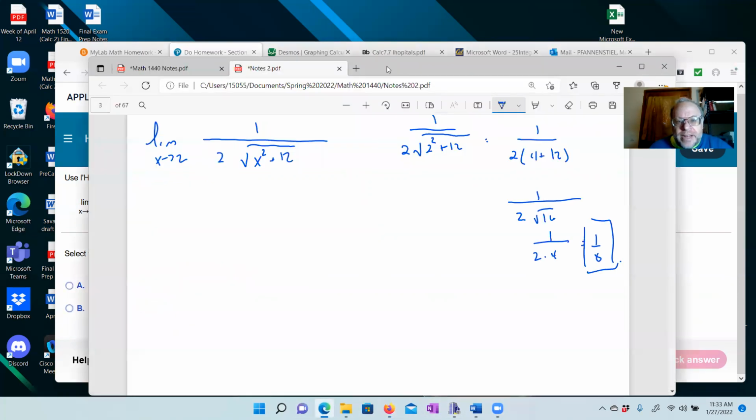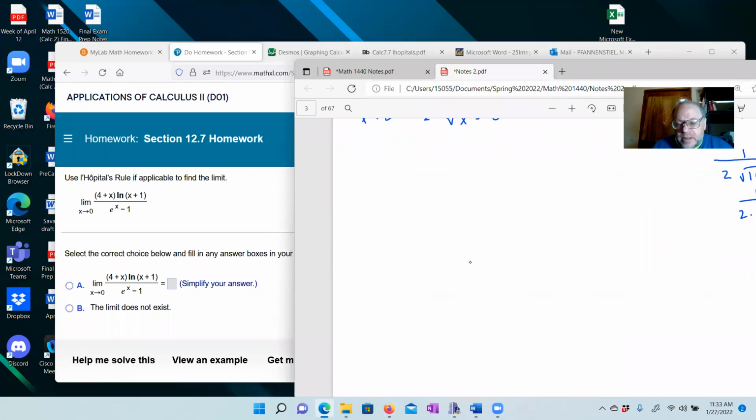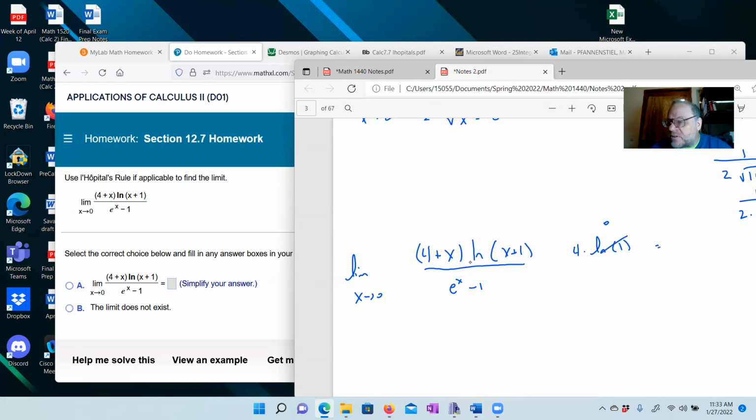Okay, so again here, we have the limit as x goes to 0 of (4 plus x) times the natural log of (x plus 1), divided by e to the x minus 1. So if I plug in a 0 here, we're going to get 4 times natural log of 1. What is the natural log of 1? That's 0. So 4 times 0 is equal to 0. E to the 0 is 1. We have 1 minus 1, divided by 0. Hey, it's an indeterminate form.